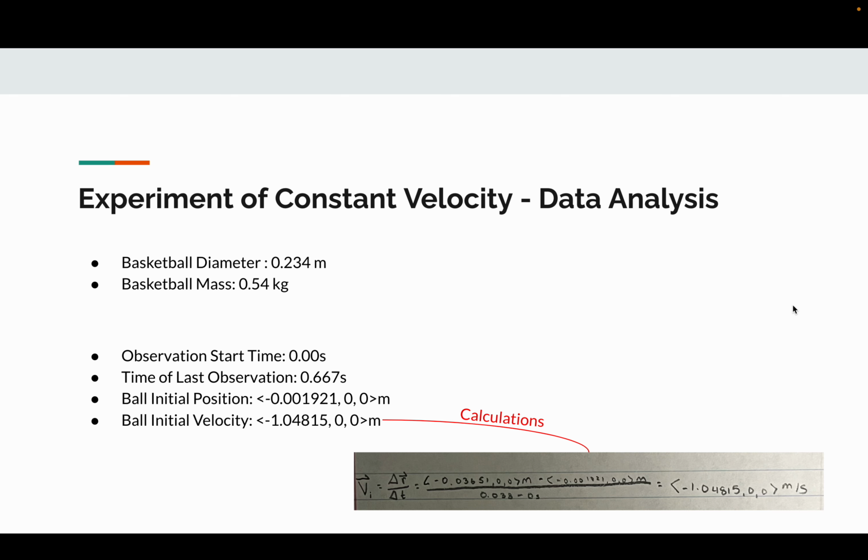Here are some important data that will be used to produce the computational model. The diameter of the basketball is 0.234 meters. The mass is 0.54 kilograms. The start time is 0 seconds, while the end time is 0.667 seconds, meaning that the change over time is the same as the end time. The ball's initial position is also shown at time equals 0, and the ball's initial velocity was calculated using the calculations below.